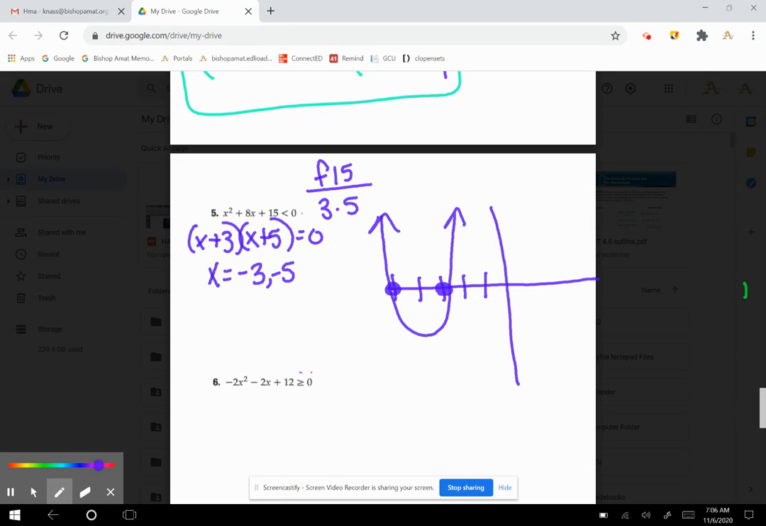Now here's what this says. When is the equation less than 0? That means below. So when is the parabola you just drew less than 0? Less than the x-axis, and it's right here. Now for this one, it starts and stops. So our answer here is it starts at negative 3, comma, it stops at negative 5. And that's our notes for today.